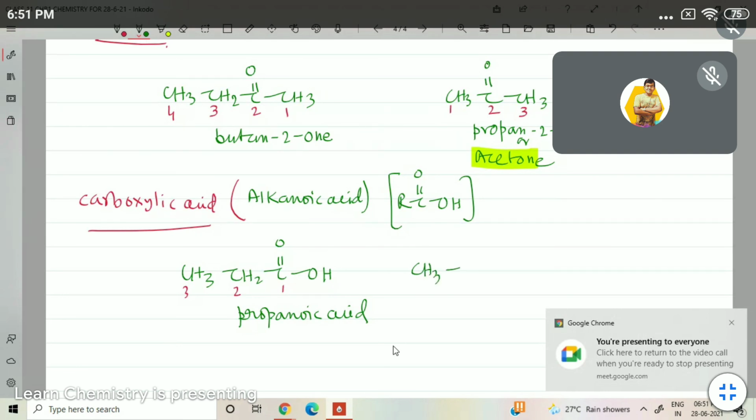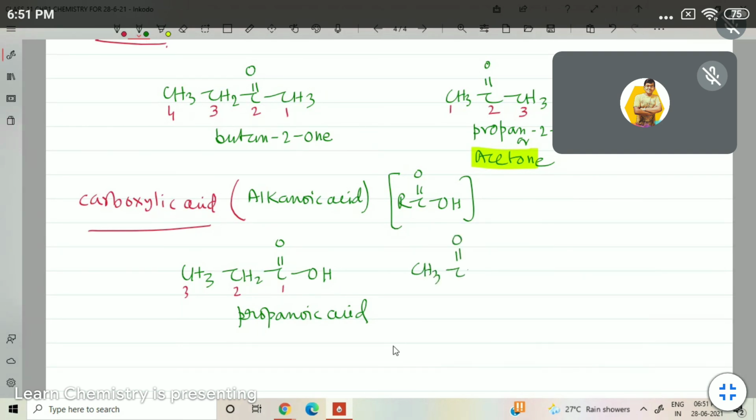CH3, C double bond O single bond OH. This one you will name, and after that this one also you will name. Chalo, one by one. Butanoic acid. Huh? Ethanoic acid. Which one? First one. Ethanoic acid, because two carbons are there. Very good. Ethanoic acid. Second one is methanoic acid.